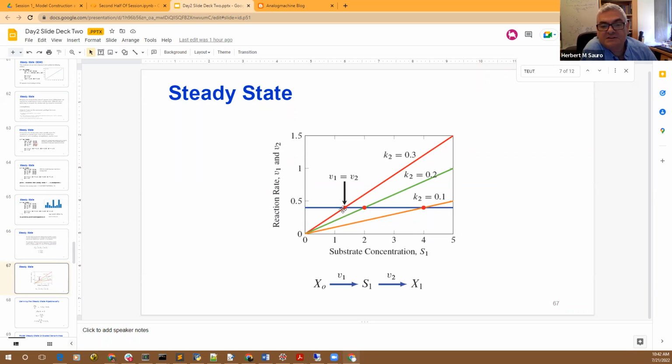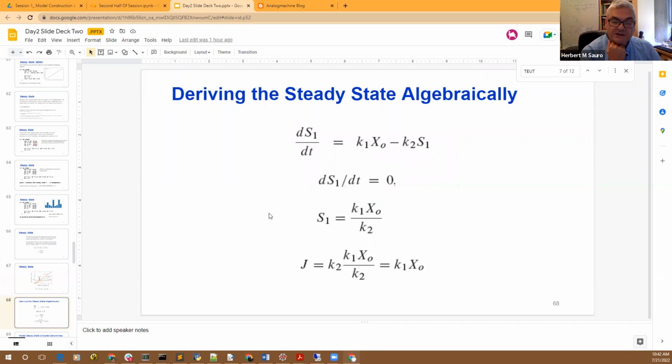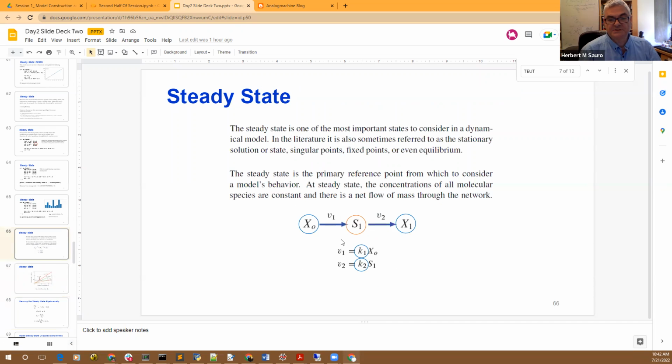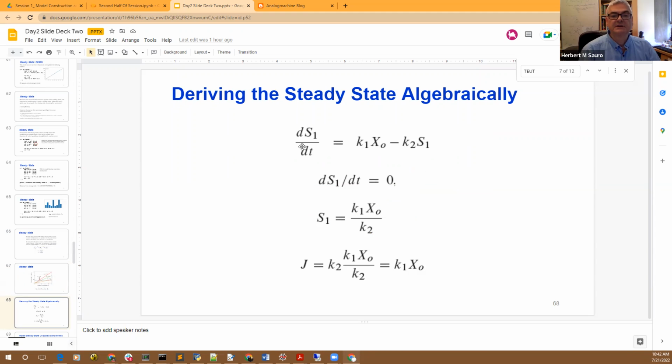Where these lines intersect on the blue line, that's the steady state, because that's where V1 equals V2. So this is a very easy graphical way of looking at what a steady state is. It's when all the rates balance. The other way of looking at a steady state is to do it algebraically. If I take the differential equation for this system, dS1/dt, it's V1 minus V2. To compute the steady state, I just set the whole differential equation to 0 and then solve for S1. And that's my steady state level of S1.